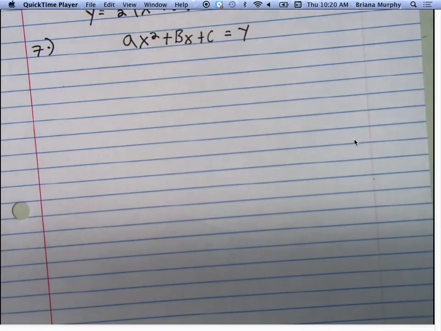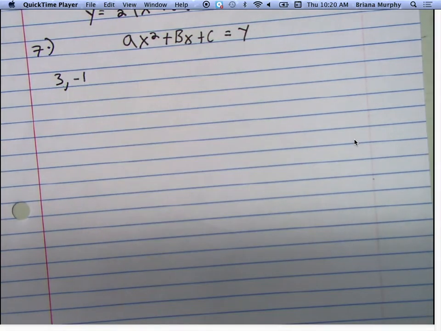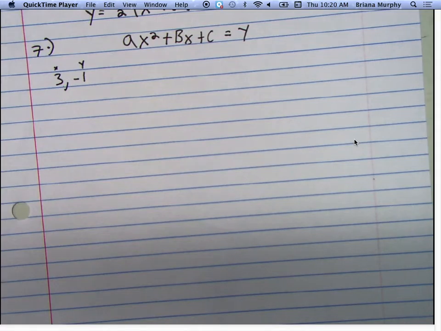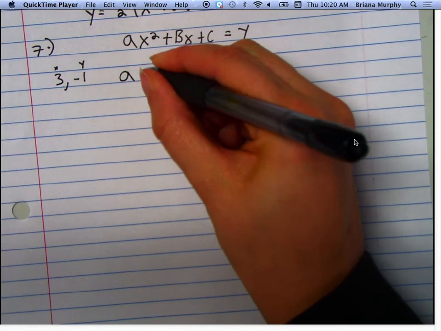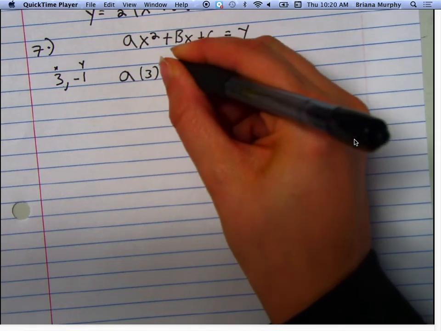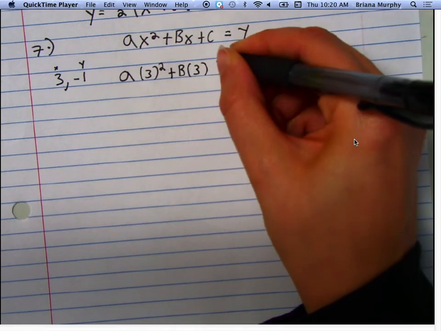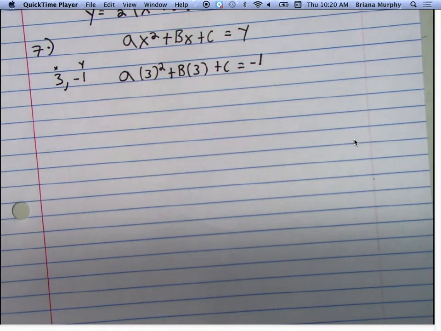What's the first step I want to take here? Let's just plug in that first point, okay? And I'm going to write the point as 3, negative 1, knowing that 3 gives me my x, and I'm going to write a little x above it. Negative 1 gives me my y. Just to keep track, because sometimes I get confused. So I'm going to write a times 3 squared plus b times 3 plus c equals negative 1.